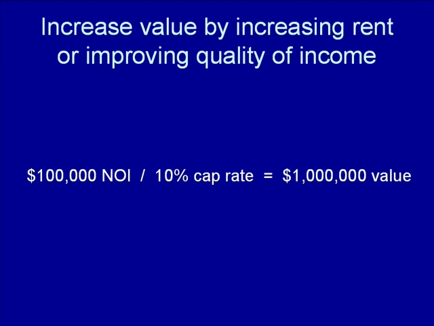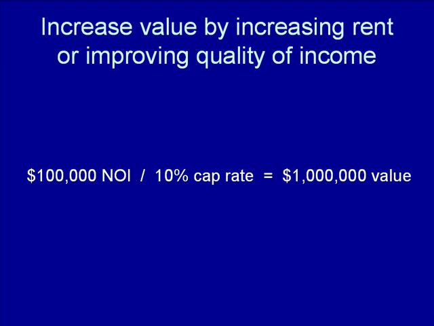Folks, when we look at the value of a property, there are two ways of increasing that value. Either you can increase the rent or you can improve the quality of the income. And let's take this step by step. So first of all, let's look at how we determine the value of a property. Let's say we're getting $100,000 in rent, which is our net operating income after all expenses have been paid. So $100,000 is what we get from our rental income.